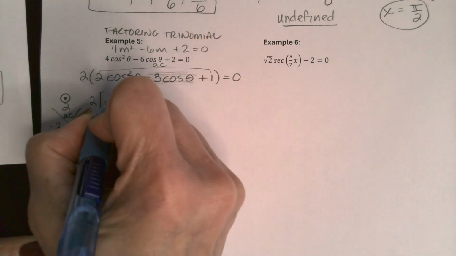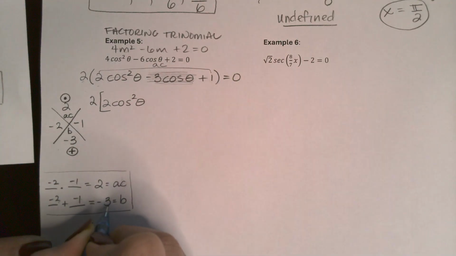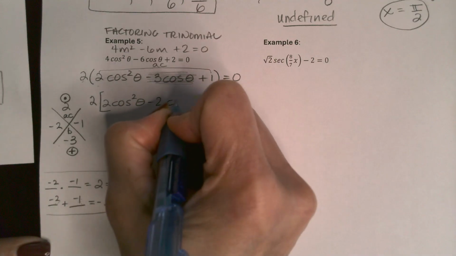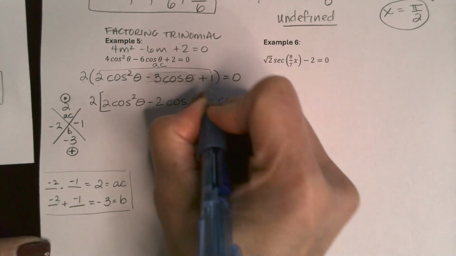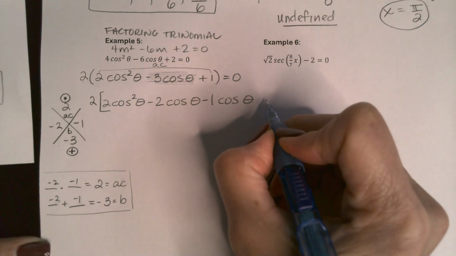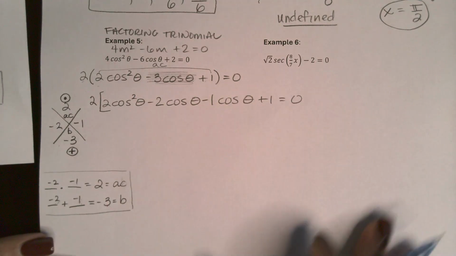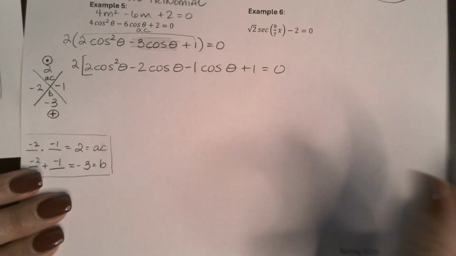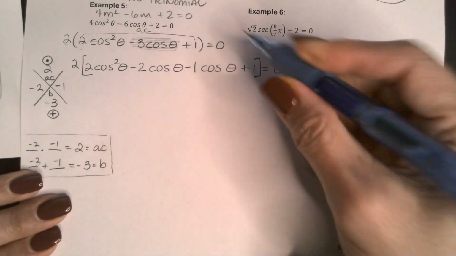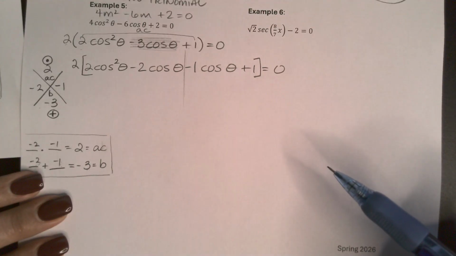So 2 cosine squared theta, nothing happened with that one. -3, which is this, is going to be changed to this. So -2 cosine theta, -1 cosine theta, and then that +1 comes down, equals 0. Don't worry that I'm writing. We'll see about this somewhere else. And now that we have 4 terms, we can split it right down and factor by grouping.